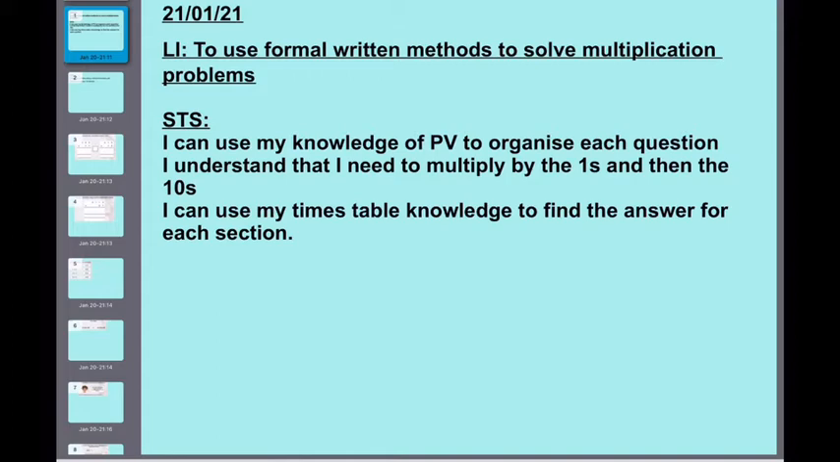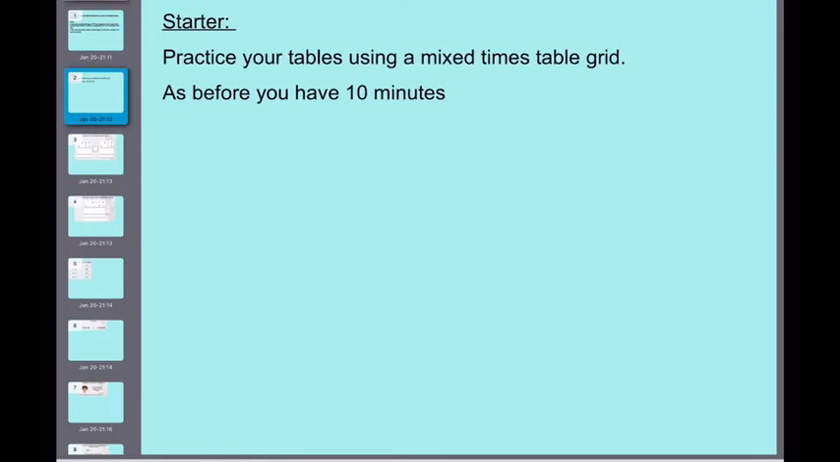Moving straight on to the starter, you have got a mixed times table grid today, and just as before, give yourself no more than 10 minutes to have a go at that. If you don't finish, it doesn't matter. As I always say, it's good practice anyway, and hopefully we are all improving on that. So 10 minutes, pause the video here and come back to me when you're ready.